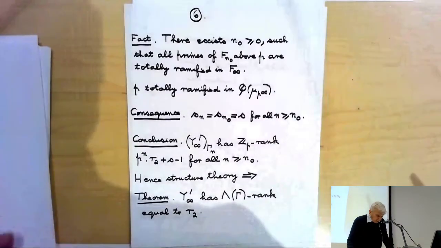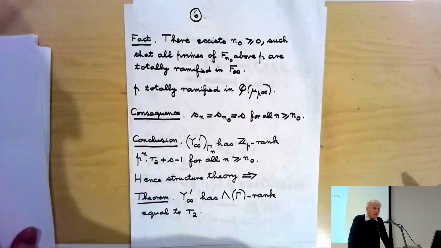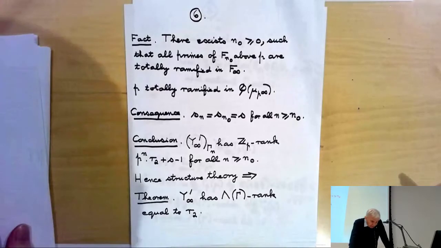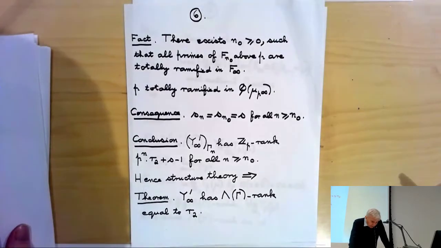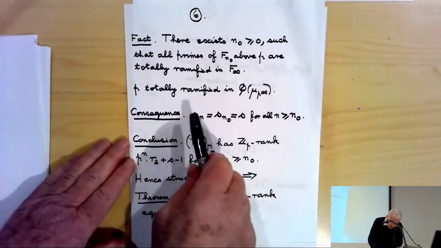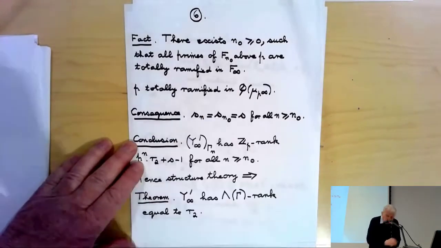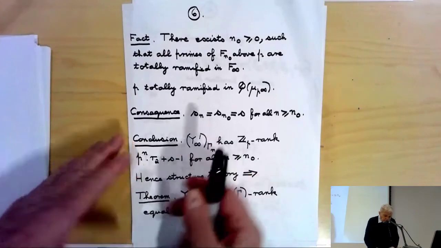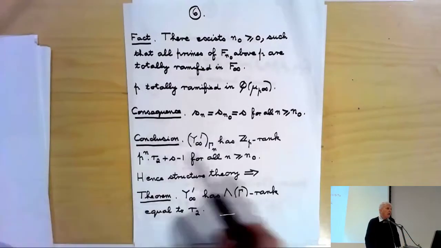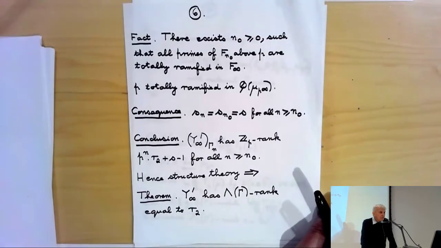The n naught is important if you want to analyze things a little bit more carefully. The consequence of this is that if you take n greater than or equal to n naught, then the S_n are all equal to S_n naught, which I'm going to call S. That's the consequence of it.